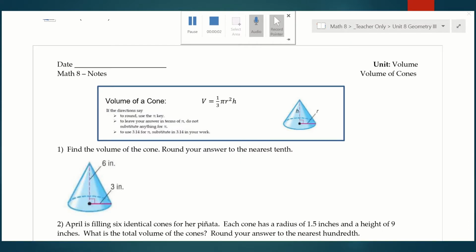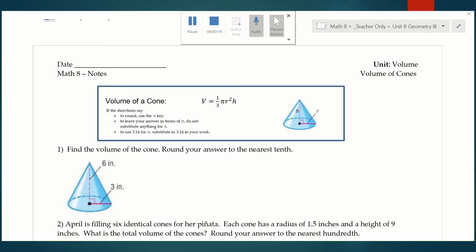Hi, everybody. We are going to look at volume of cones today. So I think of a cone like an ice cream cone. You have a circular base and kind of like a point at the top. So that's how you can tell it's a cone.